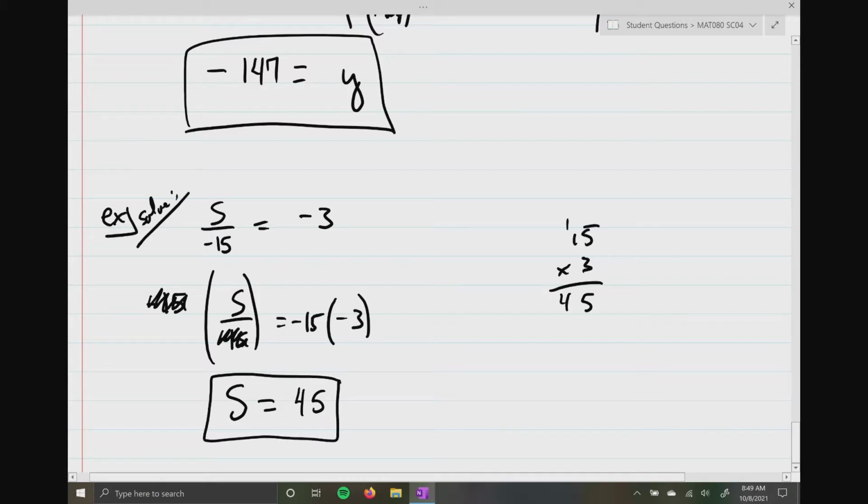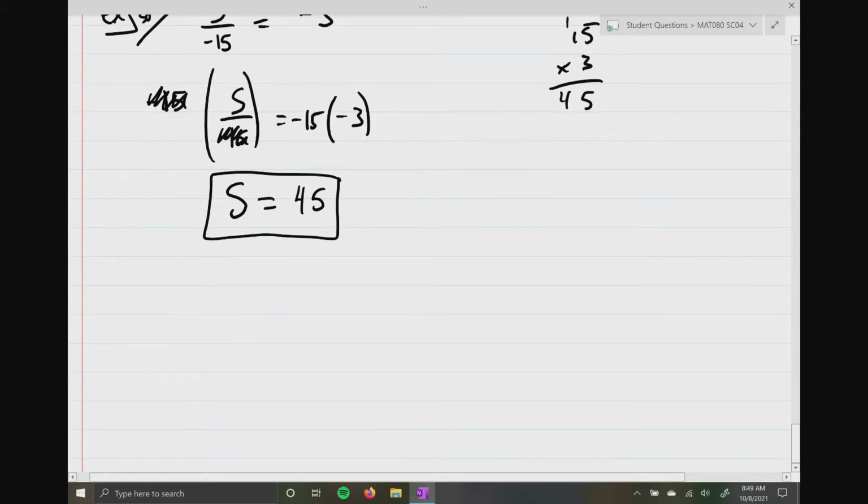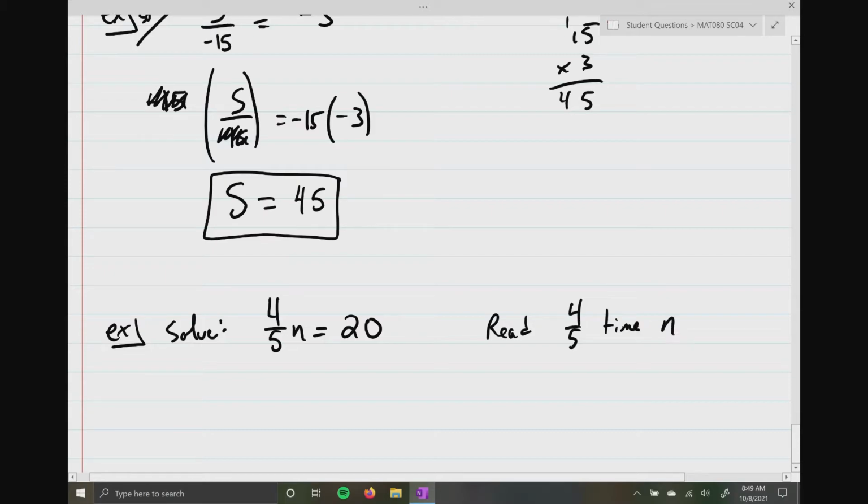How are we looking so far, everyone? Okay. All right, now we're gonna step up the difficulty here a little bit. Now the left-hand side is 4 over 5 times n. Okay?